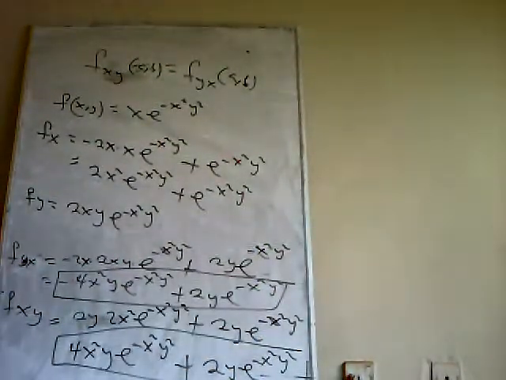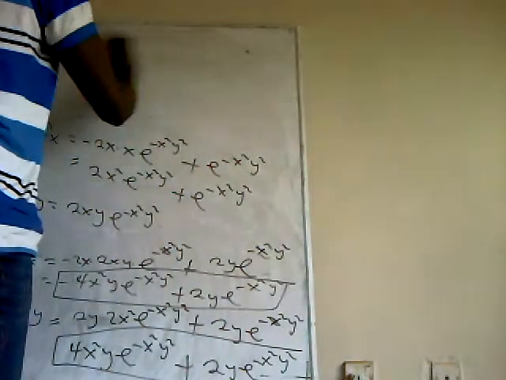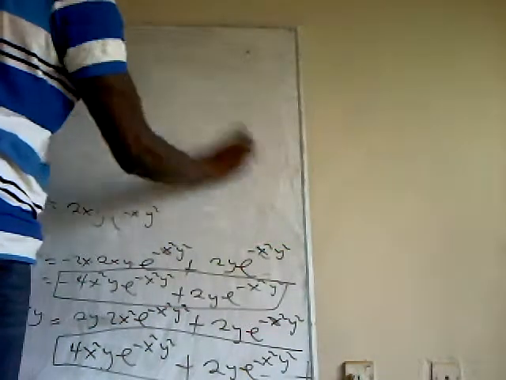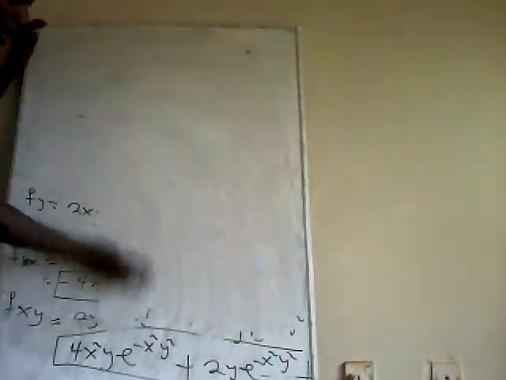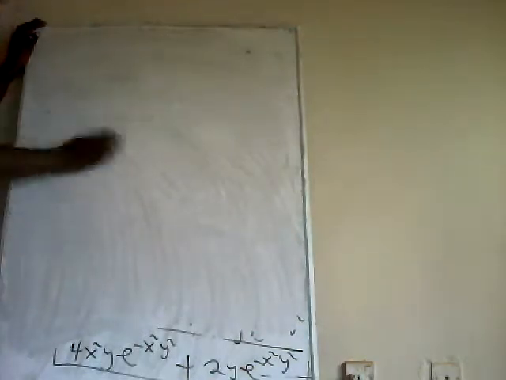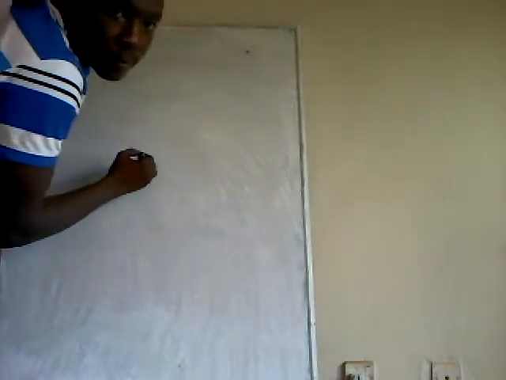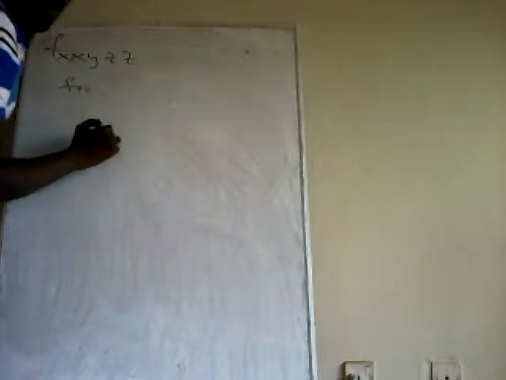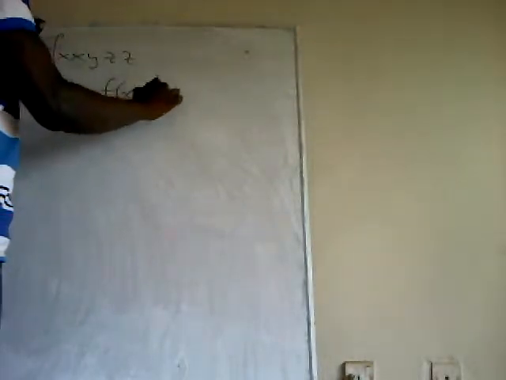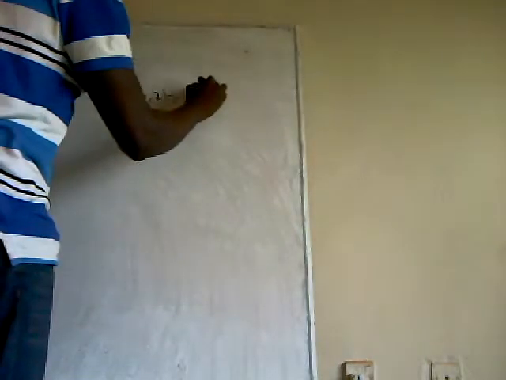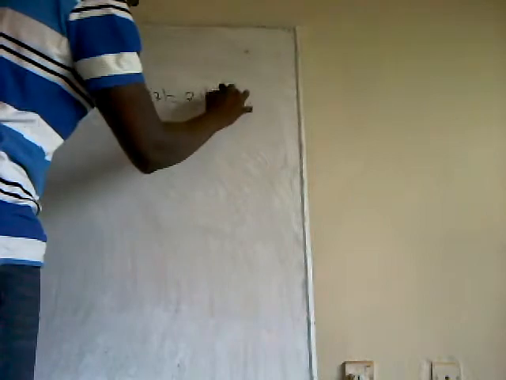Still moving on with higher order derivatives. We want to find fxxyzz, where f of x, y, z is equal to z cubed y squared ln x.